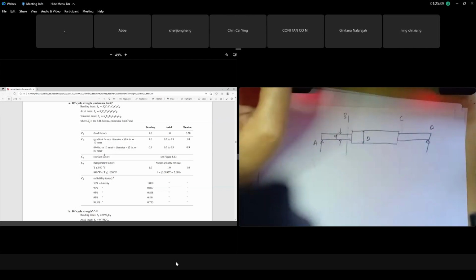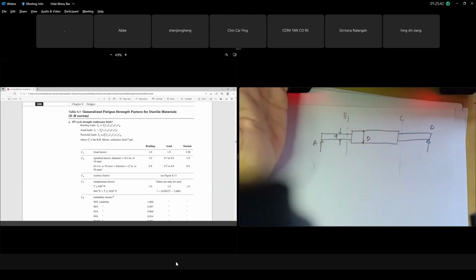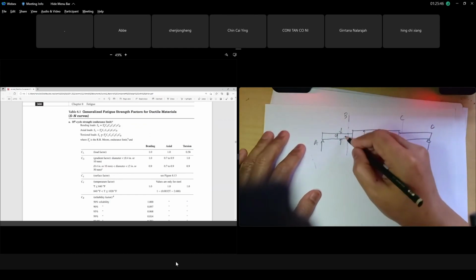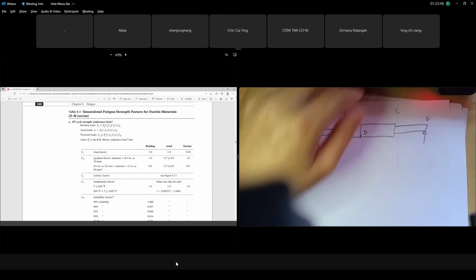Class, just take note. The diameter is the mentioned diameter of your shaft. But be careful when you have a step. Where is the critical point? It will be the smaller diameter, the diameter that you calculate.